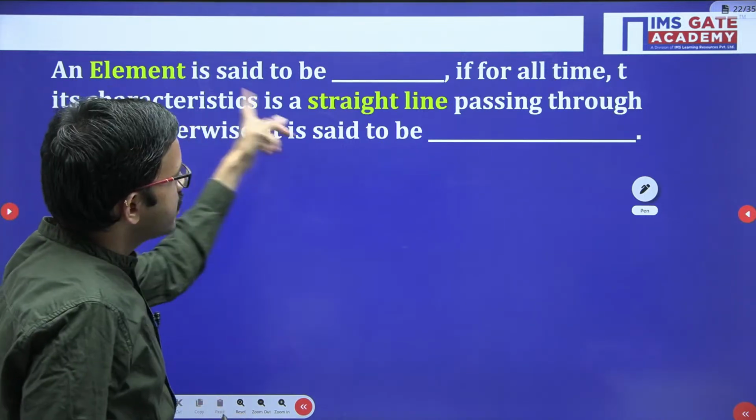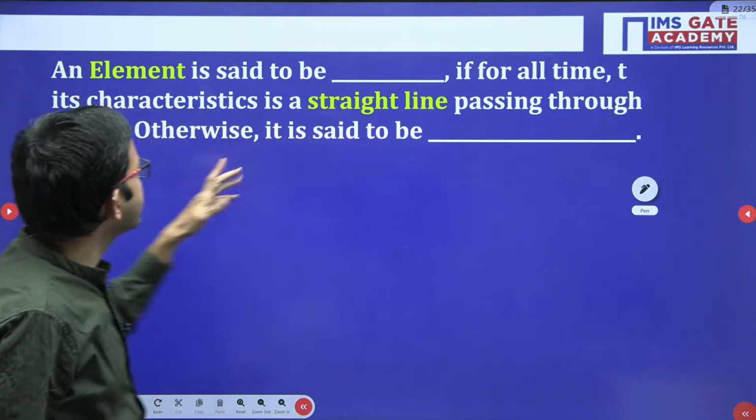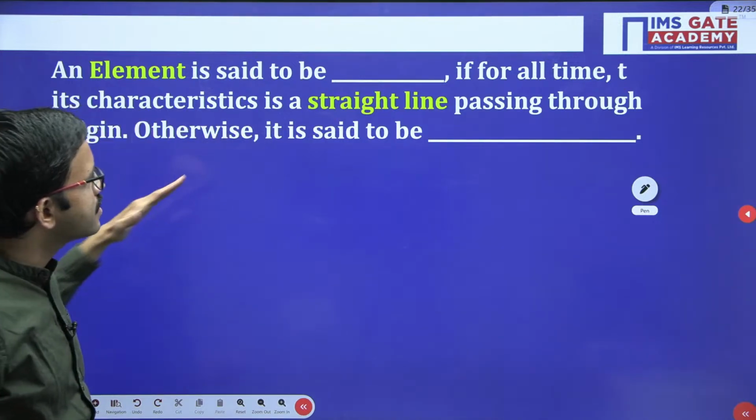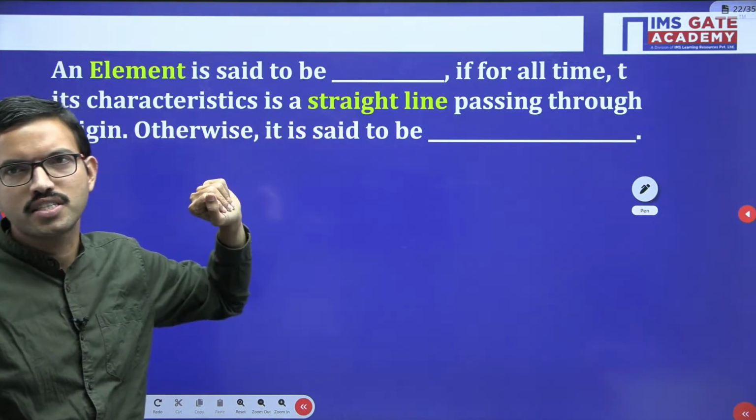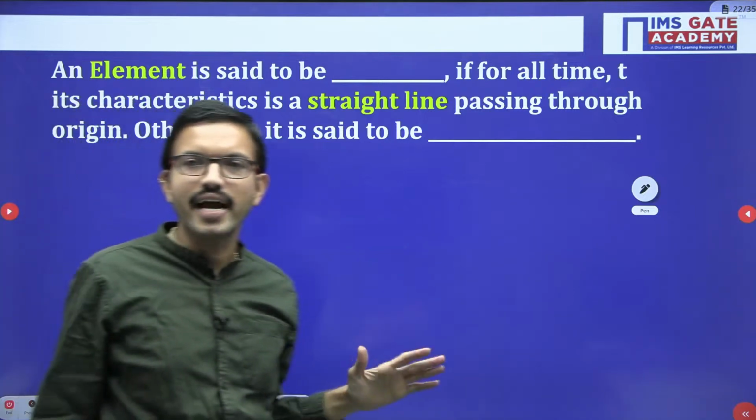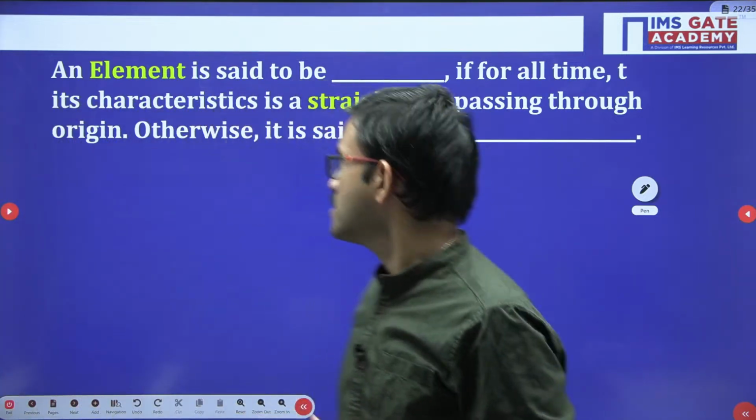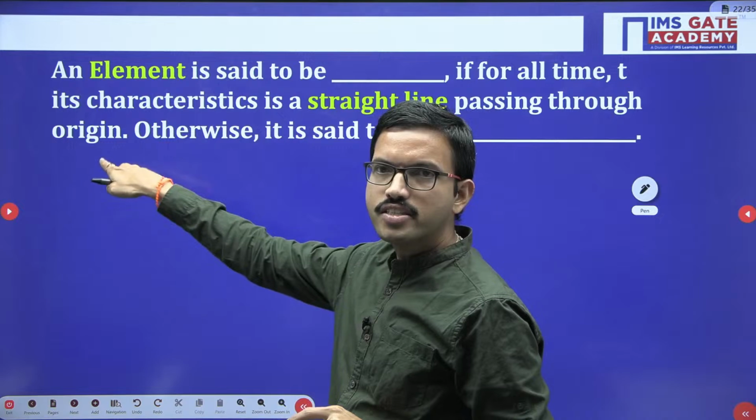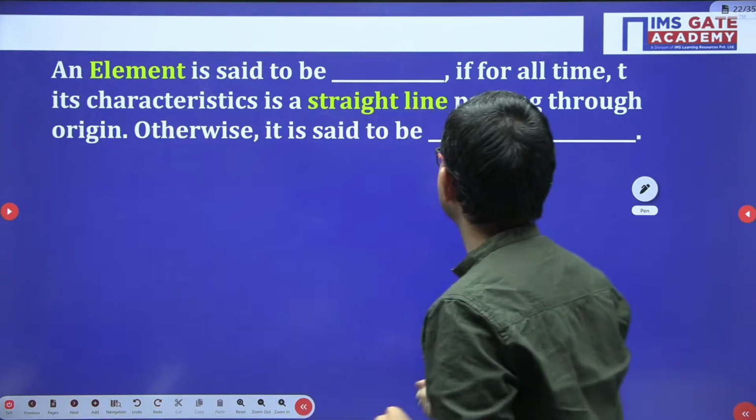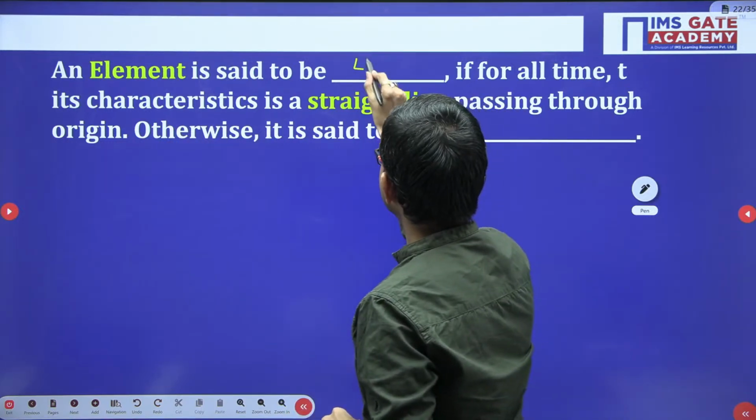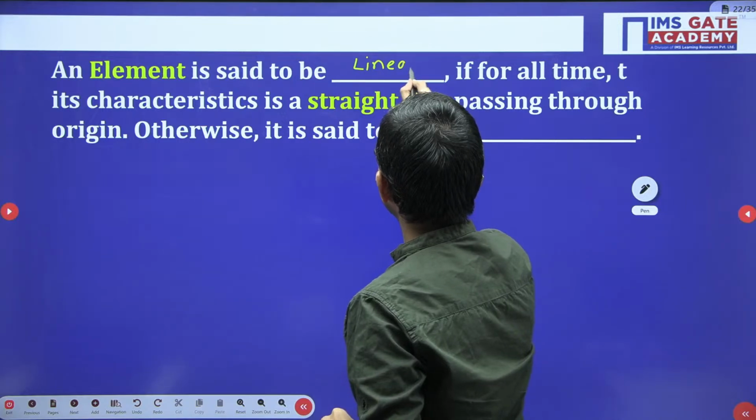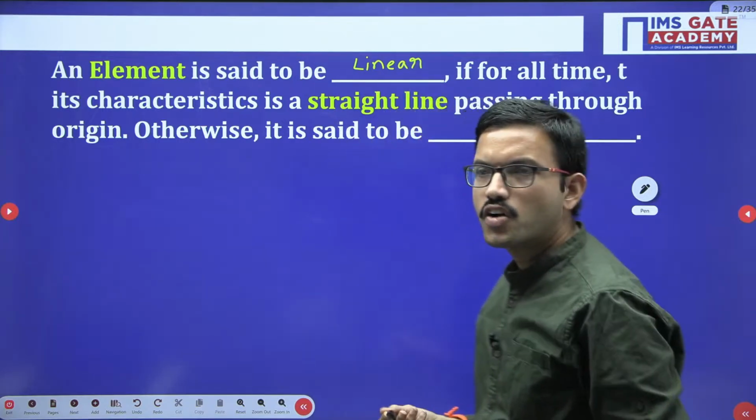An element is said to be dash if for all time t its characteristic is a straight line passing through the origin. Whenever the characteristic is a straight line and passing through the origin, that means it is linear. Very good. Otherwise it is said to be non-linear.